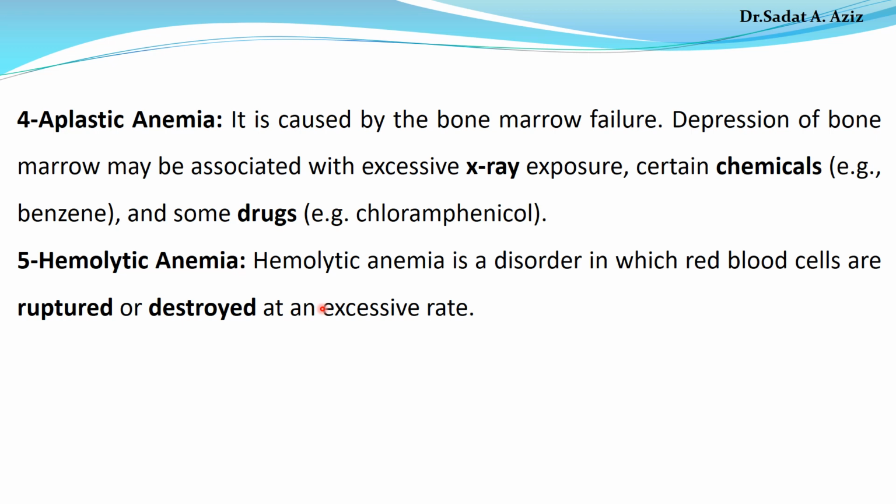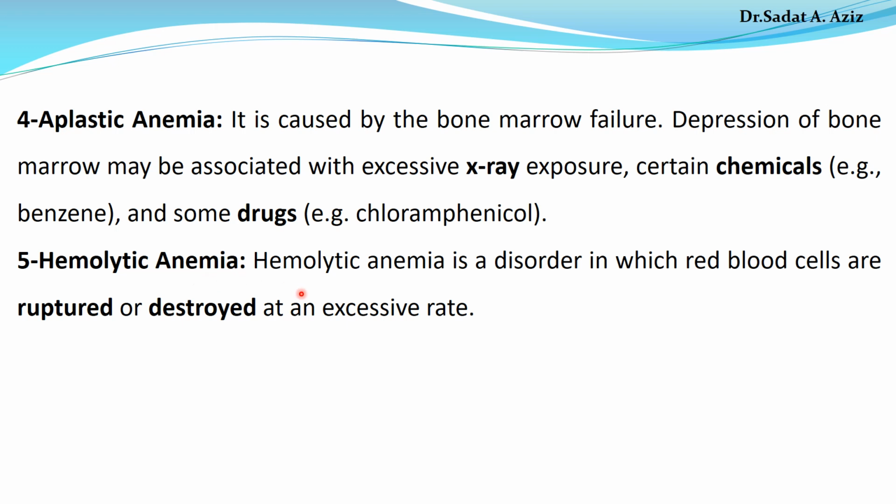So the fifth type of anemia is called hemolytic anemia. Hemolytic anemia is a disorder in which red blood cells are disrupted or destroyed at an excessive rate. If you remember when we explained jaundice, one of the types of jaundice, especially the prehepatic jaundice, we said it is related to what? To excessive hemolysis, or excessive destruction of what? Of the red blood cells.